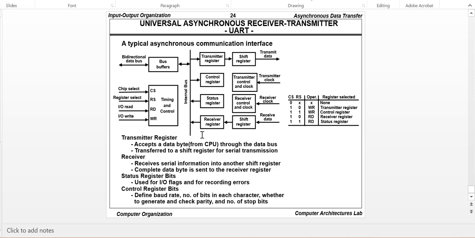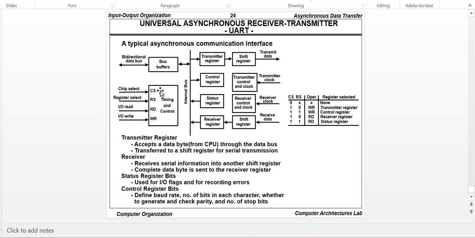So what happens is, whenever a write operation has to take place, the data is available in the data bus. First of all, this interface is selected by giving the appropriate signal in the chip select, and then the register select. Since it's a write operation, the transmitter register has to be selected. So appropriate signals will be given here for CS, RS, RD and WR.